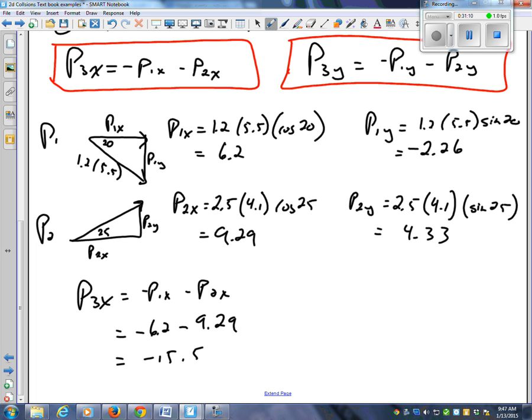And over here, same thing. P3y is minus P1y minus P2y. Now, be careful. This is already a negative. Is that the same negative as this one? No.